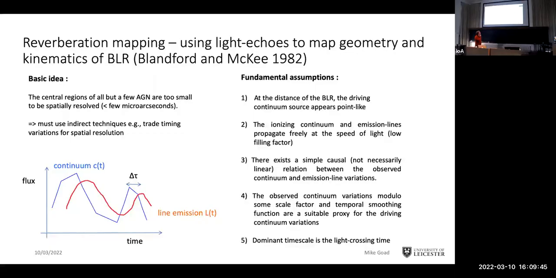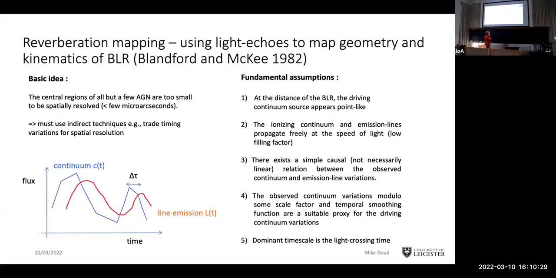Underpinning this technique are a number of key assumptions, not all of which hold true. It's actually a violation of some of these, which we found in the 2014 campaign data, which made us reassess what was going on in this source. For this to work, at the distance of the BLR, the broad line region, the ionizing continuum source is effectively point-like. That's a pretty good assumption. The UV comes from 10 R_G or so, and the inner edge of the BLR is maybe 100 gravitational radii, so a point-like ionizing continuum source is not a bad idea.